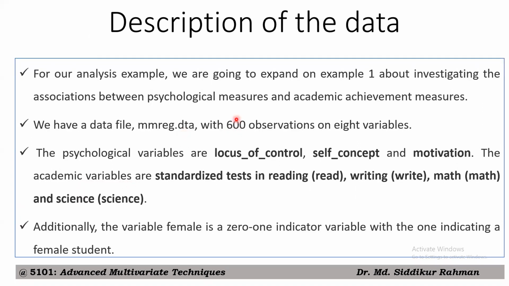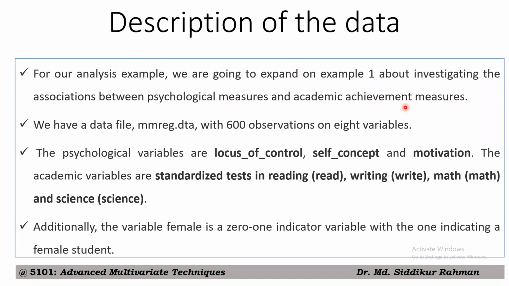So the example we just said, we are going to expand these examples for today's lecture. We are going to perform some statistical analysis based on R programming, and we want to show really how you can use R programming, right? So we are going to expand on example one. In example one, we showed only one example: the psychological variables, investigating the association between psychological measures and academic achievement measures, right?